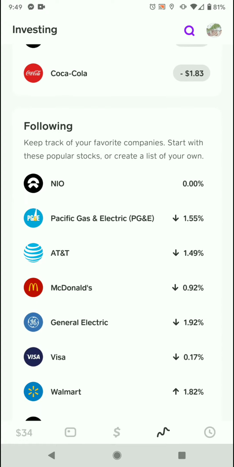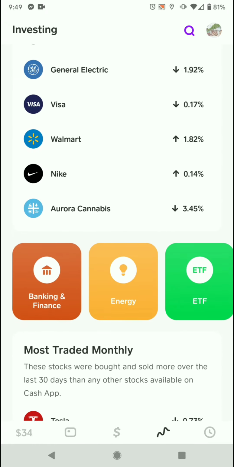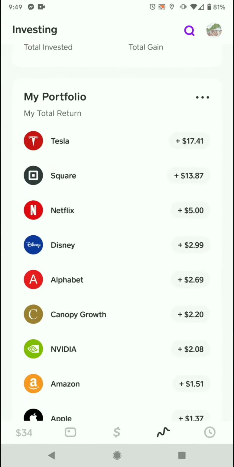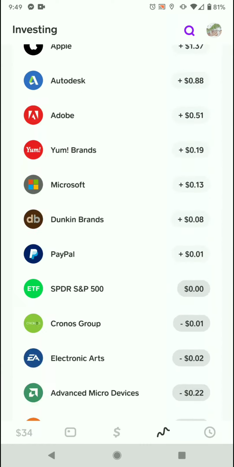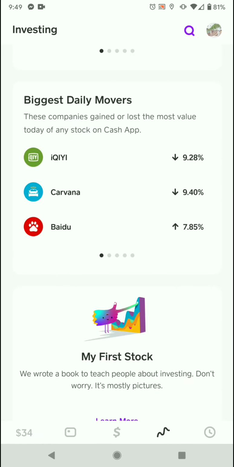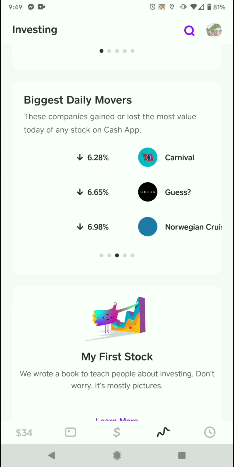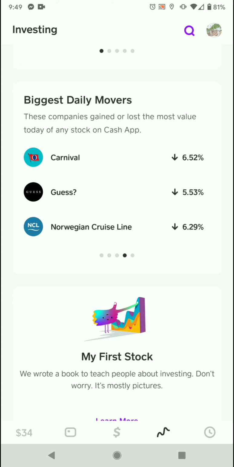Let's find one more stock to buy. Let's find something new. We're going to go all the way to the bottom of our app, and we're going to look at the biggest daily movers. I'm a little interested in purchasing, let's see, Beyond Meat.